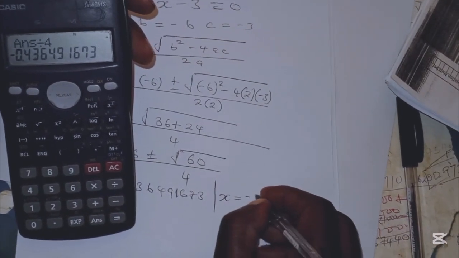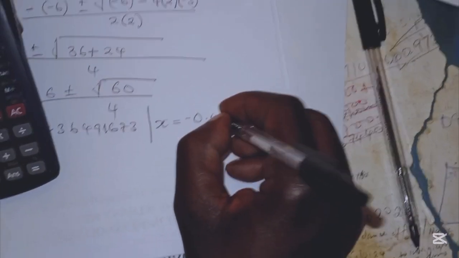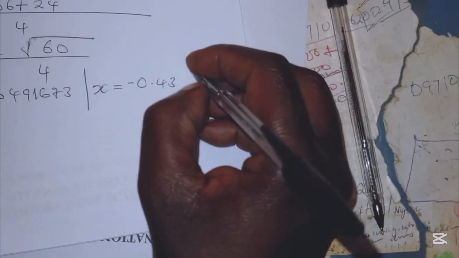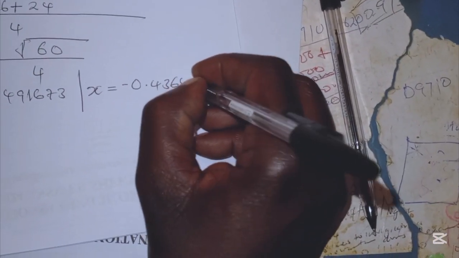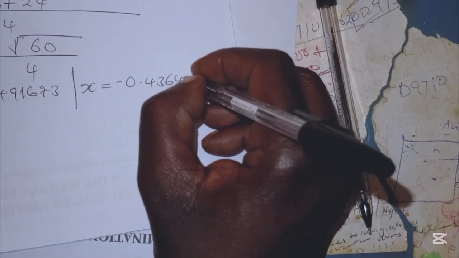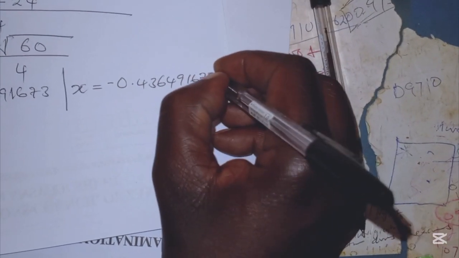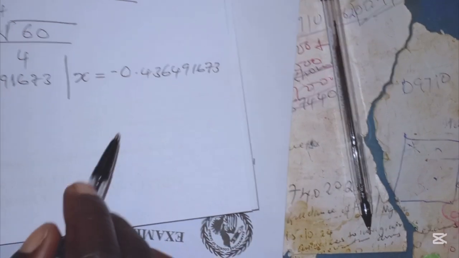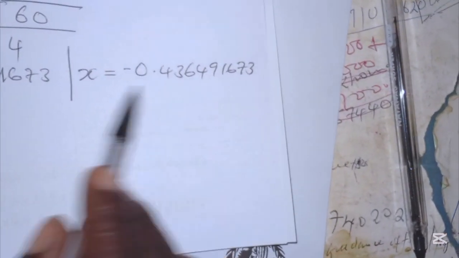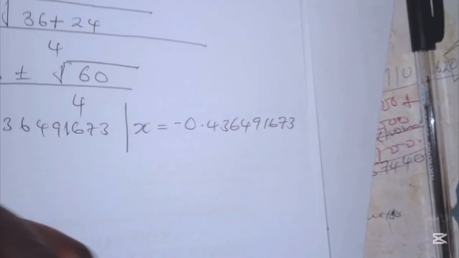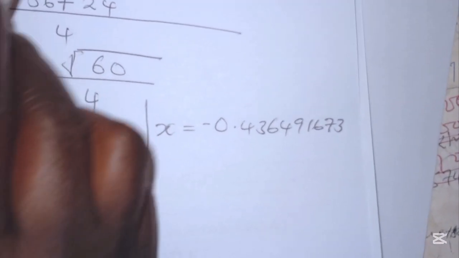You get negative 0.43, negative 0.4364... Please be careful. These numbers are very, very important. You have to show me everything here. So from there, now to 2 decimal places, that's what they have said.